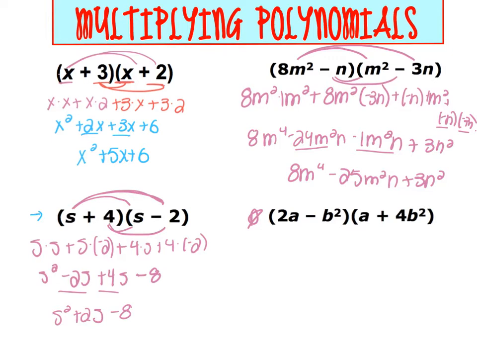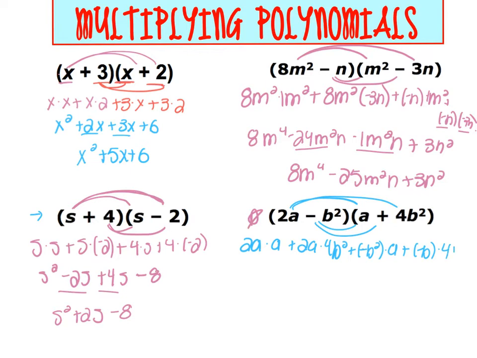Alright, so on this problem, we're still going to double distribute properly. So I'm going to take 2a times a, excuse me, and then I'm going to take 2a times 4b squared. And then I'm going to take negative b squared times a, and then negative b squared times 4b squared. 2a times a is 2a squared.